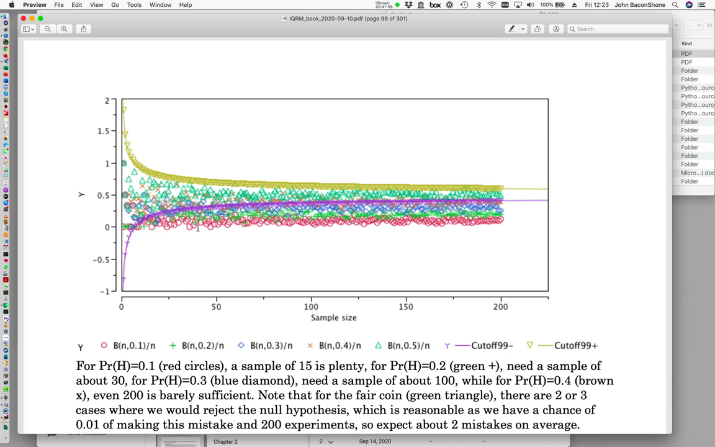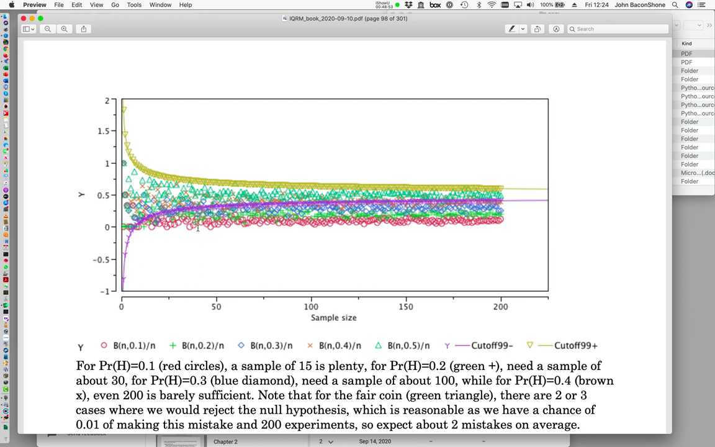So let's look at, first of all, the red circles. So this is the very unfair coin. The question is, are the red circles outside the 99% curve limits? If you look very carefully, it's a little bit hard to see in this video, but if you look at your course book, you will see that by the time we've got to a sample of about 15 perhaps, there are no more red circles inside the confidence limits. So we're pretty sure that a sample of 15 is sufficient to reject the null hypothesis, the fair coin, if we have coins which only have a 10% chance of heads. We don't need too big a sample. Okay?